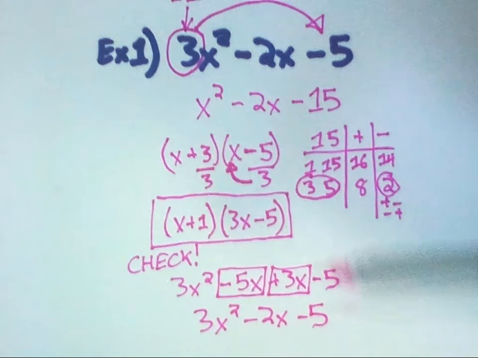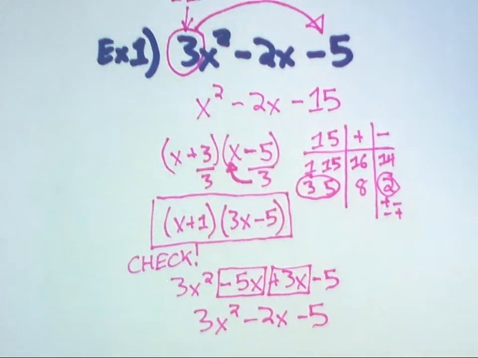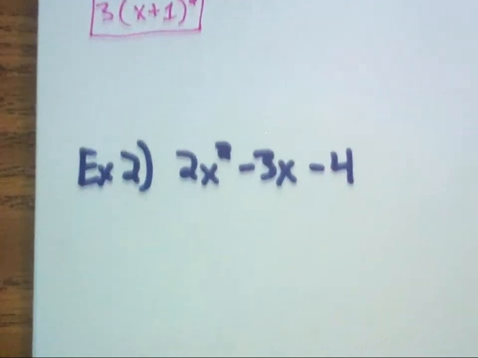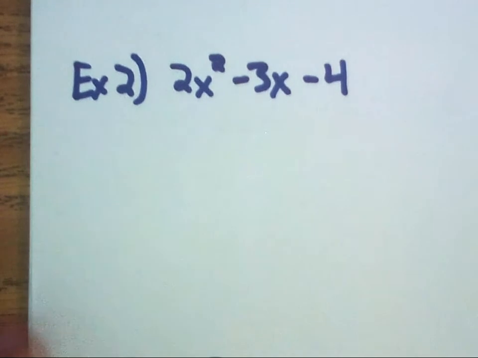So this crazy method of hiding a dead body and bringing it back later actually works. Let's take a look at another example over here. We're going to look at 2x squared minus 3x minus 4.